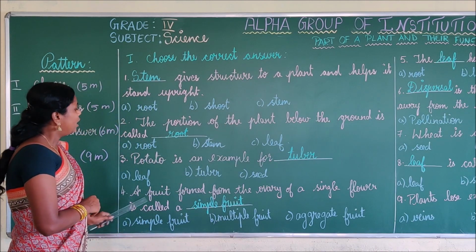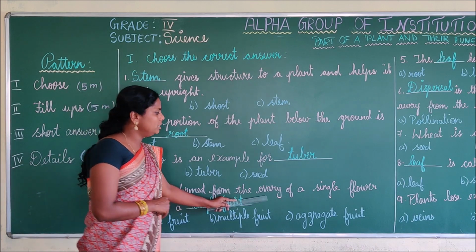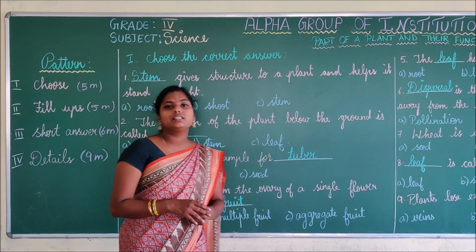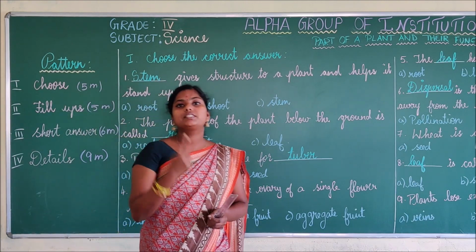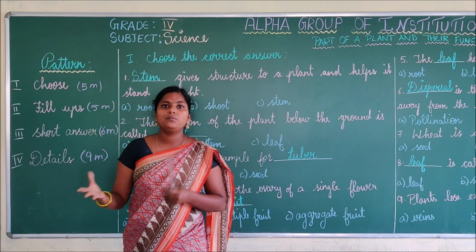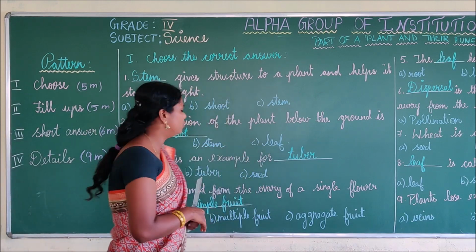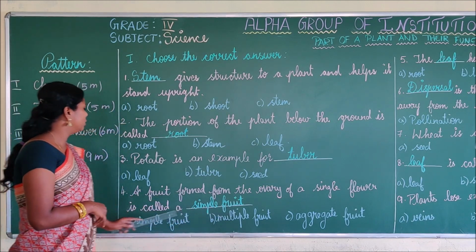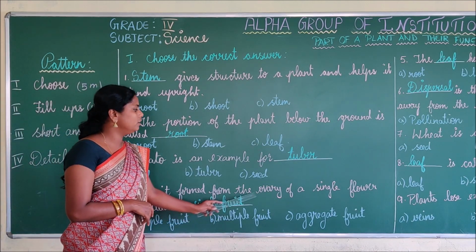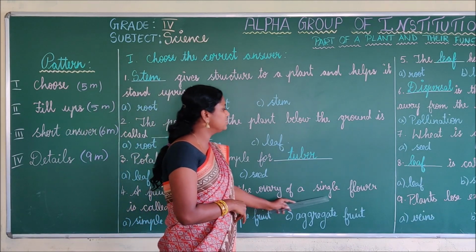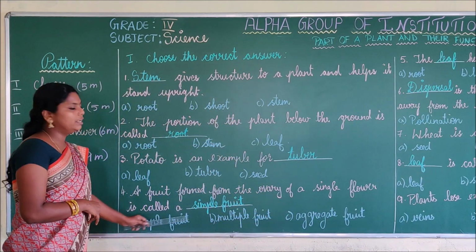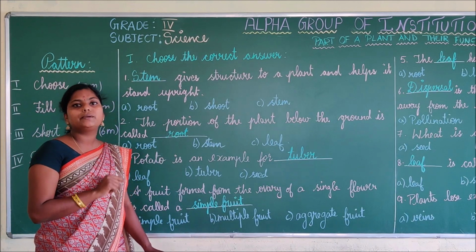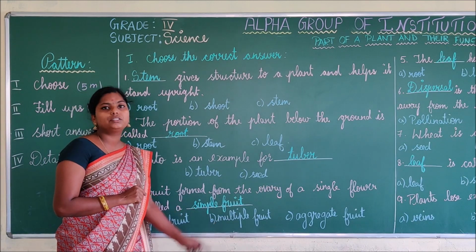The next one: a fruit formed from the ovary of a single flower is called a dash. So already we said, from a single ovary of a single plant, if a fruit is going to form, what fruit type is it? Very good. It is a simple fruit, because only one flower and one ovary is there. So that's why it is called simple fruit. Is it clear, students?